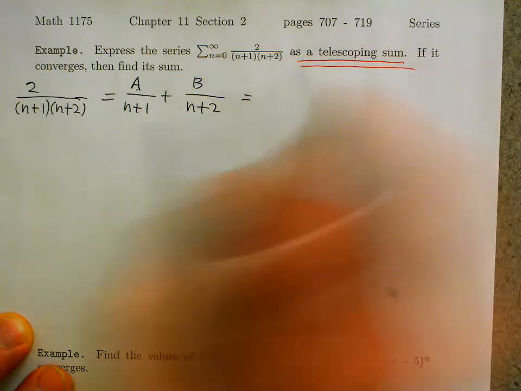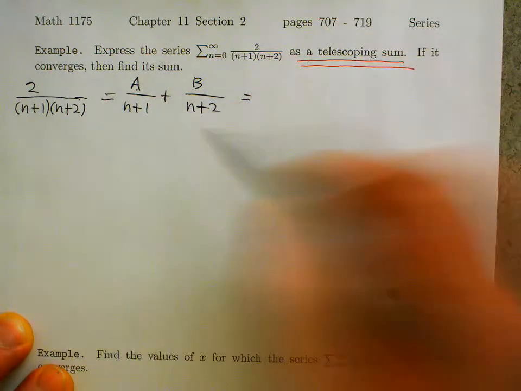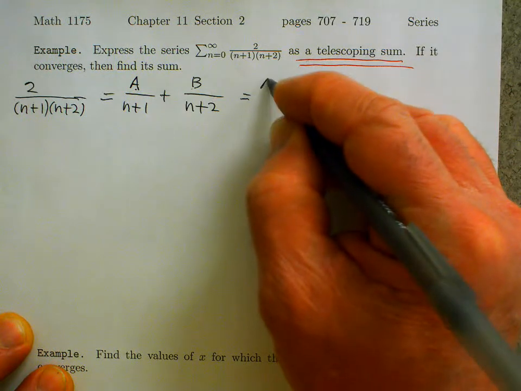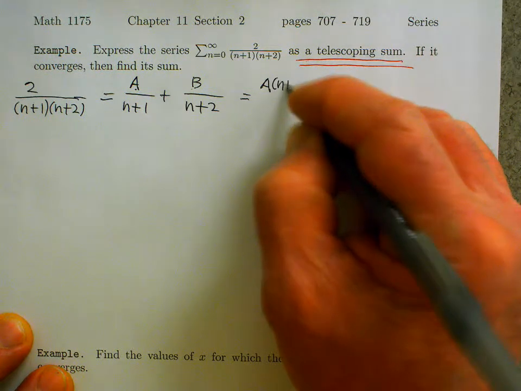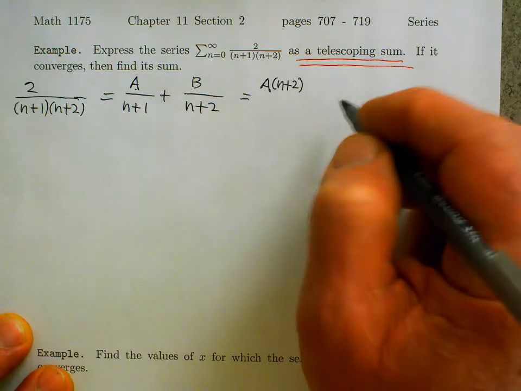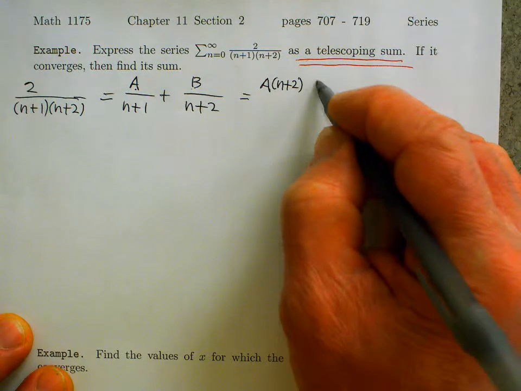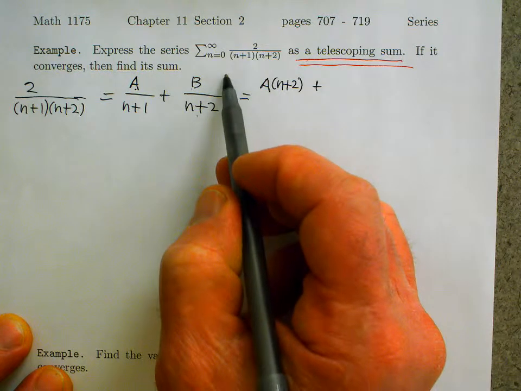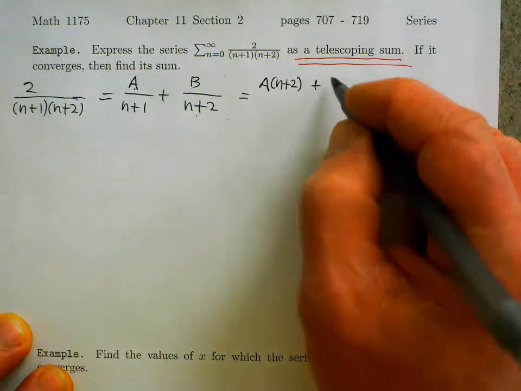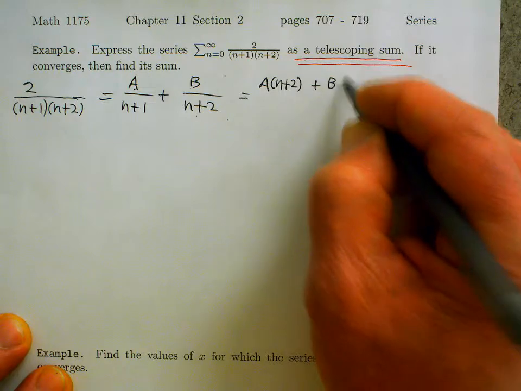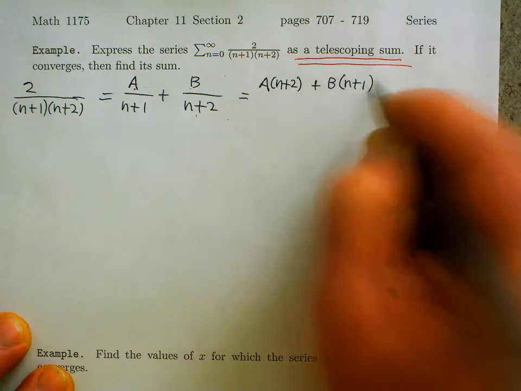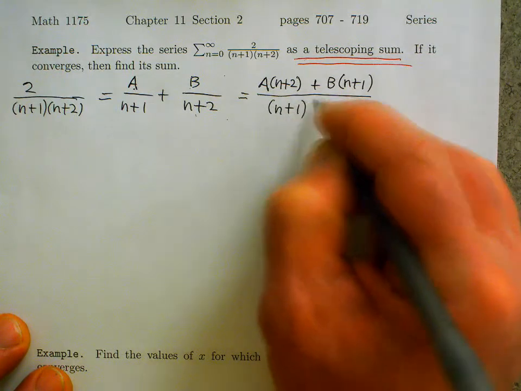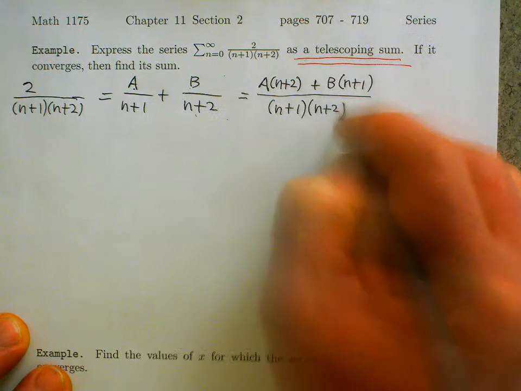So if we multiply a/(n + 1) by (n + 2)/(n + 2), we'll get a times (n + 2). Do the same with b/(n + 2): multiply the numerator by (n + 1) and the denominator by (n + 1). We get b times (n + 1) all over the common denominator.